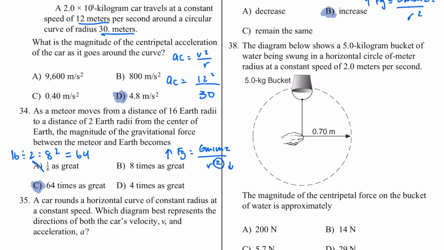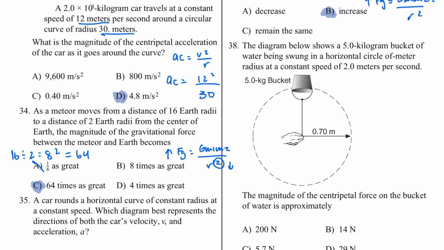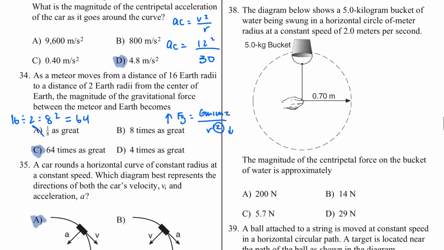38. The diagram below shows a 5 kilogram bucket of water being swung in a horizontal circle of 0.7 meter radius at a constant speed of 2 meters per second. The magnitude of the centripetal force on the bucket of water is approximately what?